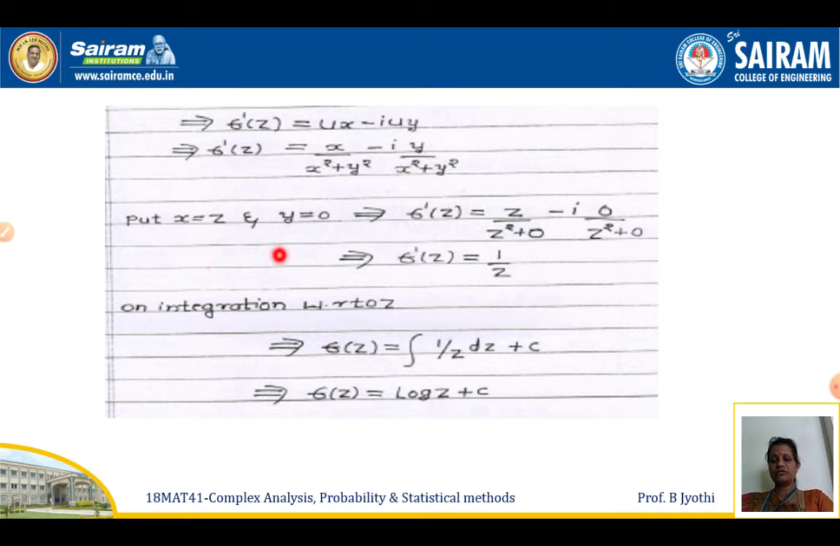And put x equals z and y equals 0, we get f'(z) equals z divided by z squared plus 0 minus i into 0 divided by z squared, and the imaginary part would become 0. So we get 1 divided by z. On integration with respect to z, the integral of 1 by z will be log of z plus the constant.